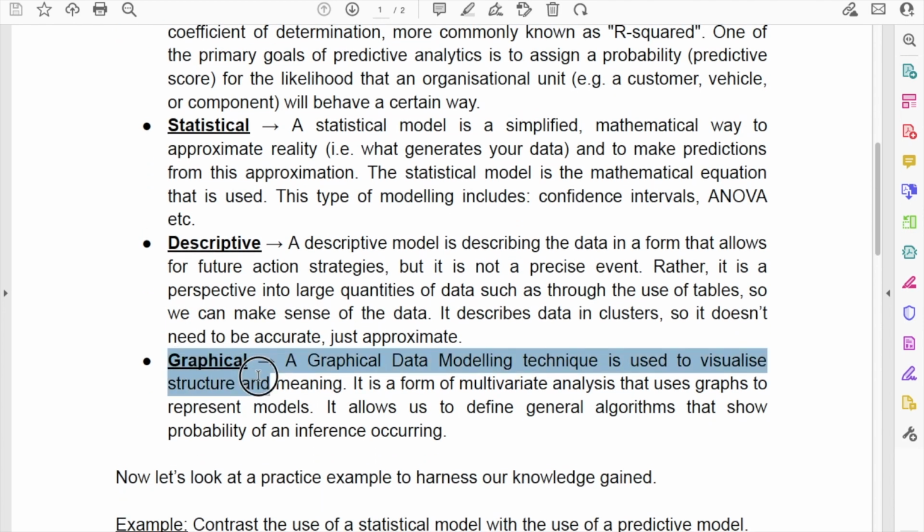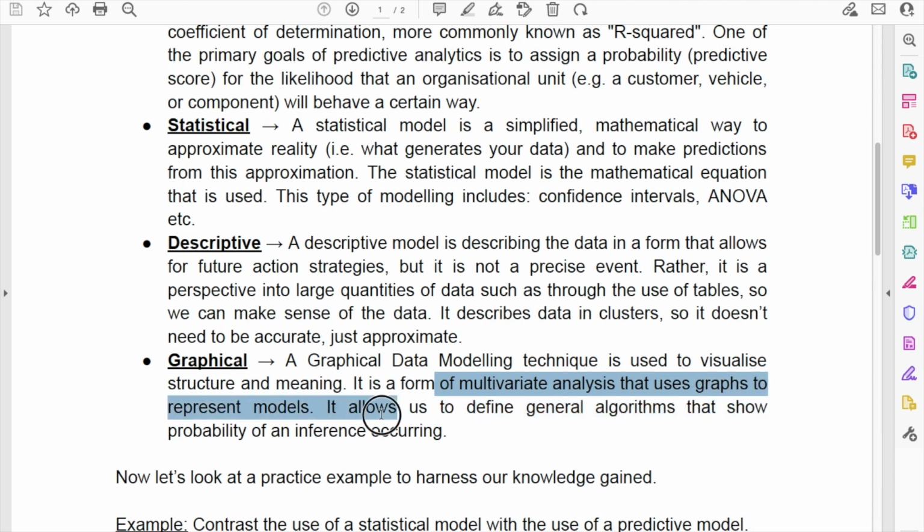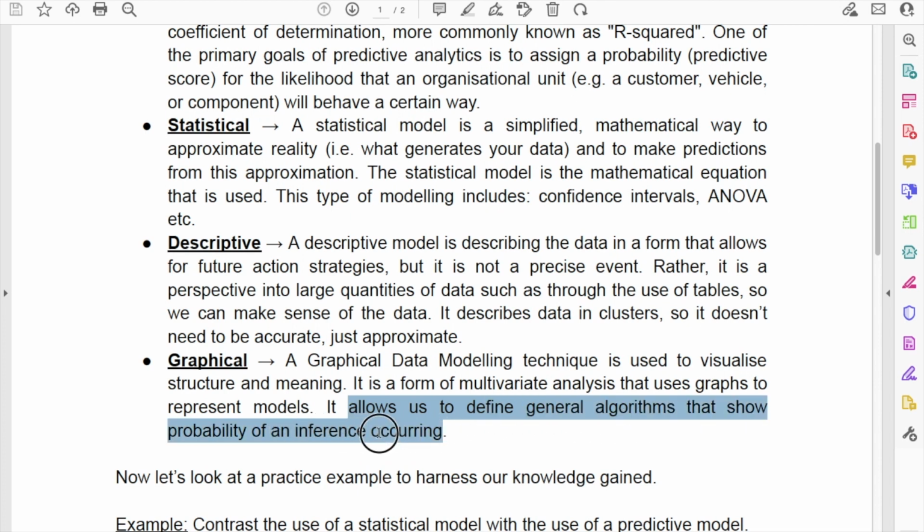And finally, we have graphical. A graphical data modeling technique is used to visualize structure and meaning. It is a form of multivariate analysis that uses graphs to represent models. It allows us to define general algorithms that show the probability of an inference occurring.